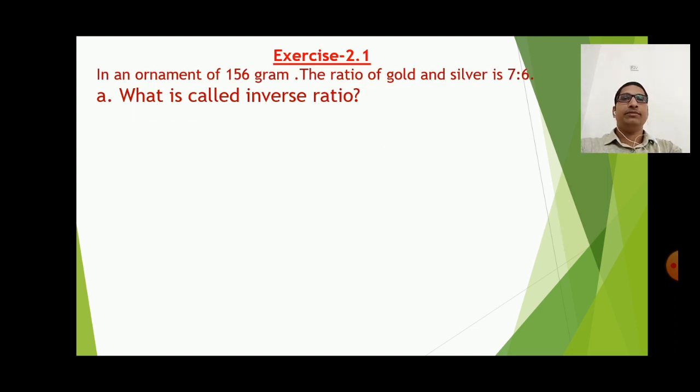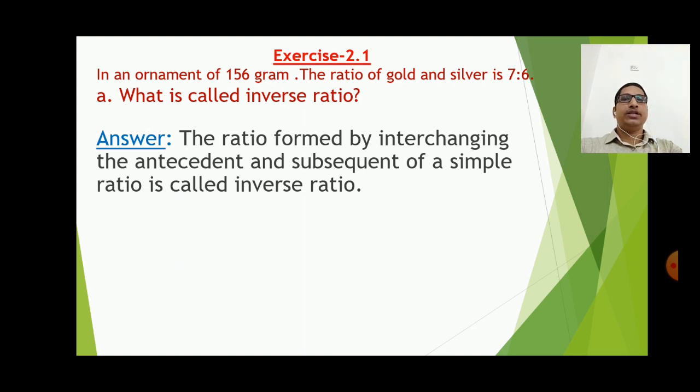Now first question, what is called inverse ratio? Answer: the ratio formed by interchanging the antecedent and subsequent of a simple ratio is called inverse ratio. That means here we know all the ratios are simple ratio. That ratios, if we interchange antecedent and subsequent, then we will get a inverse ratio. Okay, now look at here example.